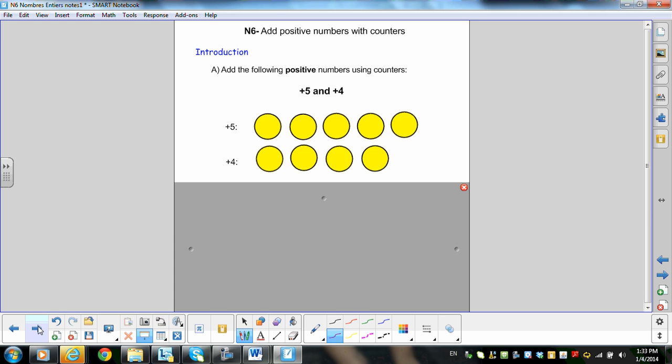We're going to add the following positive numbers using counters. So when we're adding positive numbers, it's just like adding numbers that we're used to. So we don't even have to look at the plus signs in front. We're just adding 5 and 4. So you can count how many are there, or for us in grade 7 and 8, we should know right away that 5 and 4 is 9. It's one less than 10. So 5 plus 4 more positives gives me 9 positives.